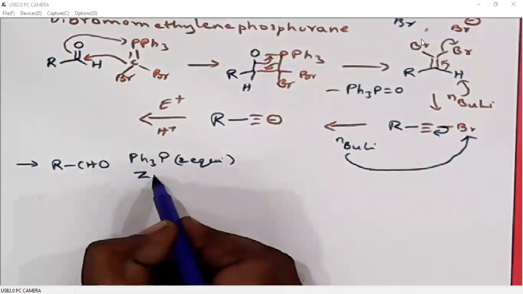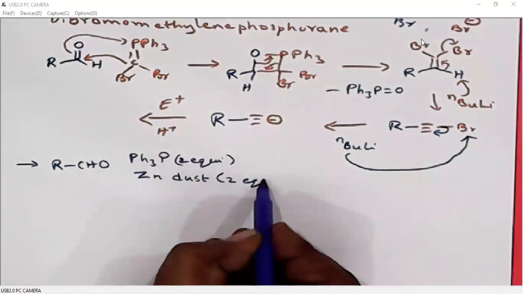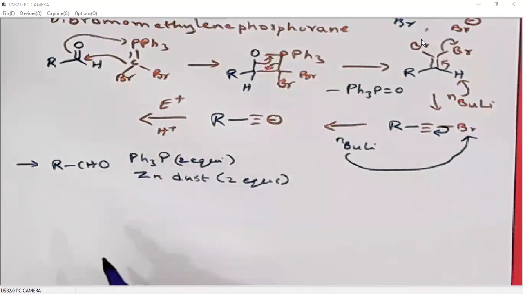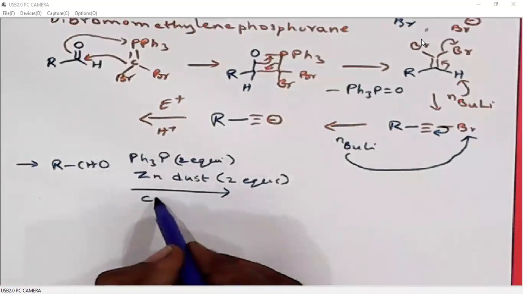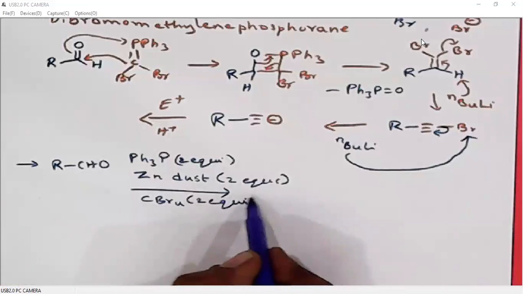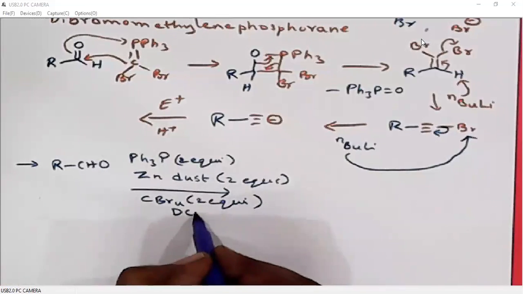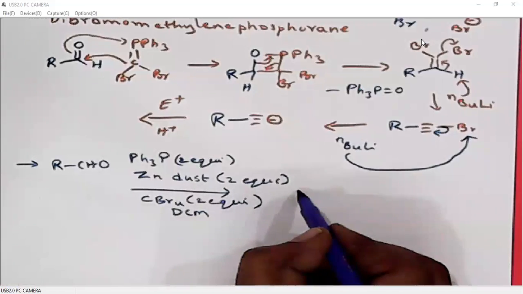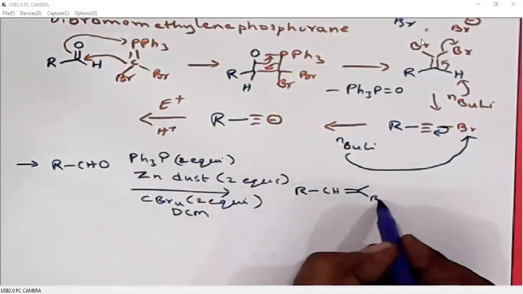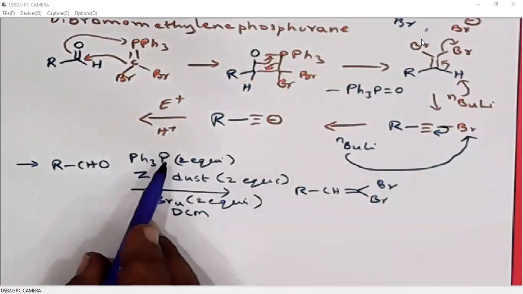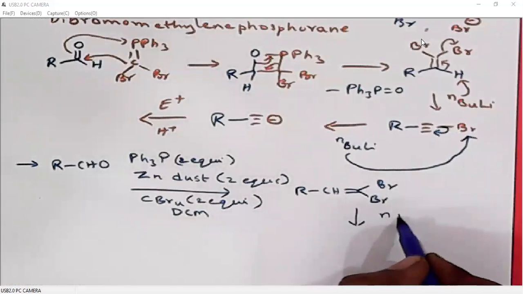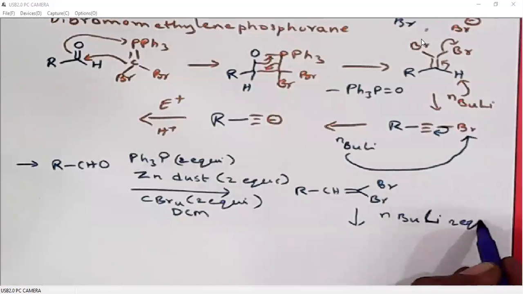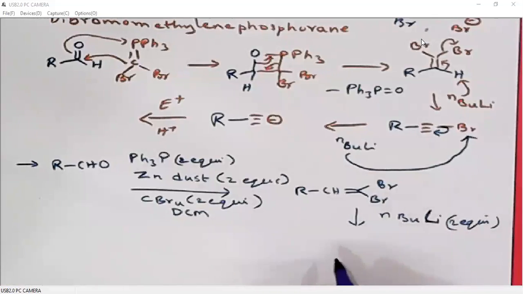So for that, what we need to do is add zinc dust, 2 equivalents. Zinc will be converted to Zn2 plus, so it's not a polluting agent. To reduce the triphenyl phosphine from 4 equivalents to 2 equivalents, we will use zinc dust, 2 equivalents. Of course, tetrabromomethane will not change. Under these conditions, we can generate this compound. So instead of 4 equivalents, we can take 2 equivalents if we use zinc dust. Then it will be converted to alkyne using two equivalents of alkyl lithium.